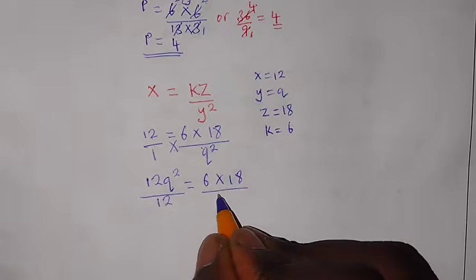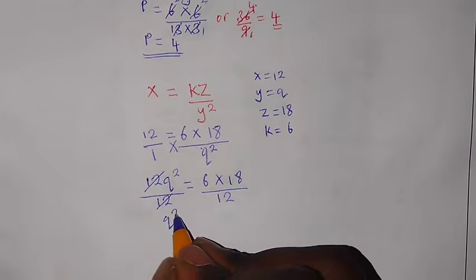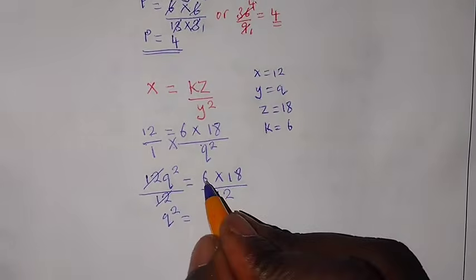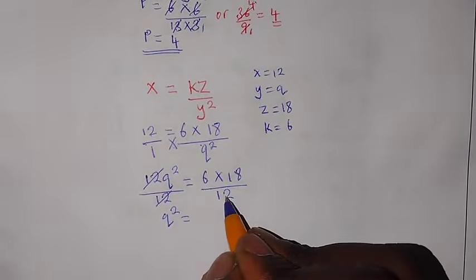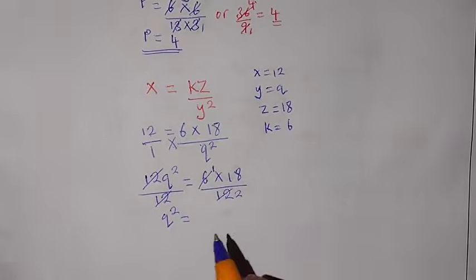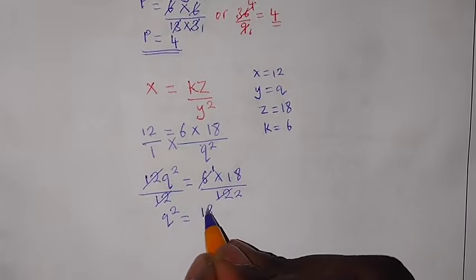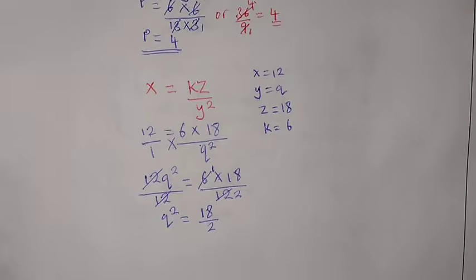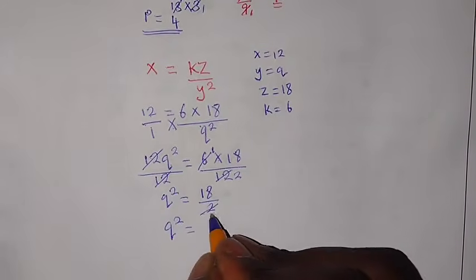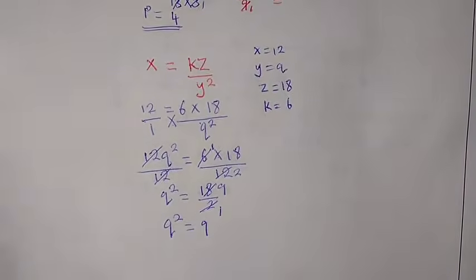To the right hand side, we do the same. 12 and 12 will cancel. Remain with q squared is equal to. Now from here, you can do this. 6 can go into 12 without giving you a remainder. 6 here, it's a 1. 6 into 12, it's a 2. Okay, so remaining with 1 times 18, you get 18 over a 2. So from here, just write q squared equal to 2 here, 1, 2 into 18, it's a 9. So you write a 9 here.